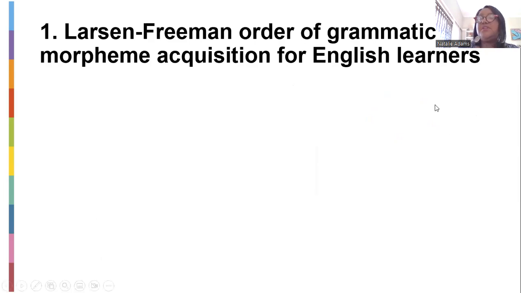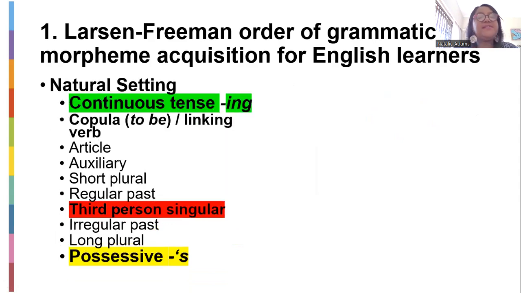So the first theory we're going to look at is the Larsen-Freeman order of grammatical morpheme acquisition for English learners. What does it say? It says that a child in its natural setting, so at home, in their environment, acquires language in the following way. Firstly, with the continuous tense, so a child acquires the -ing first: sleeping, sitting, eating. If you listen to a child, you sometimes wonder, they're always speaking with an -ing at the end. The second thing that a child acquires in their natural environment would be the third person singular.